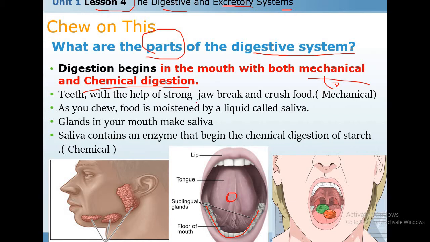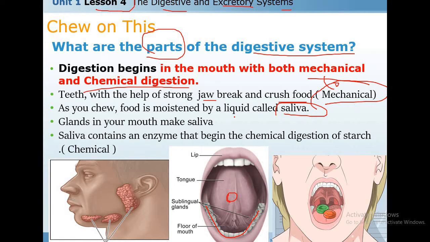Teeth, with the help of a strong jaw, break and crush food. This is mechanical, as you see. Food is moistened by a liquid called saliva. This is chemical, called chemical digestion.